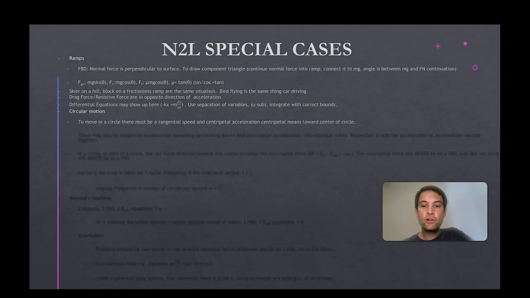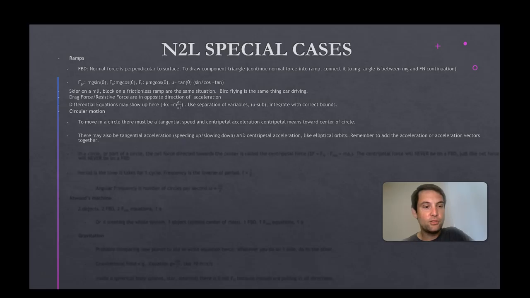Circular motion. To move in a circle, there has to be a tangential speed and a centripetal acceleration towards the center of the circle. Centripetal means center seeking. So the acceleration towards the center of the circle would be centripetal. However, there may also be tangential acceleration, which means we're slowing down or speeding up, and centripetal acceleration at the same time. Like in elliptical orbits, remember to add your tangential acceleration with your centripetal acceleration using vector addition to find out where the total acceleration is going to be if there is in fact both.